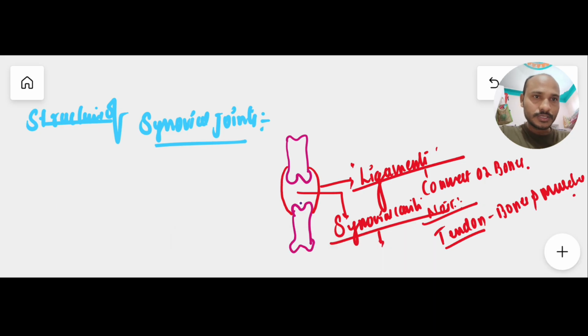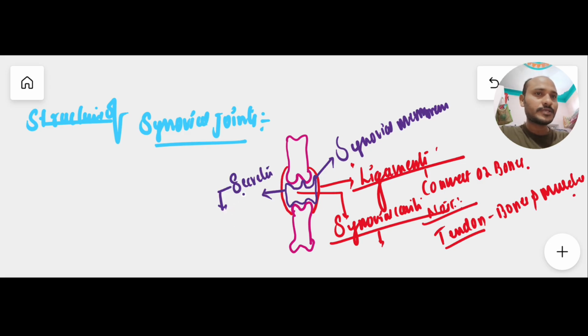So the synovial cavity is completely covered with a membrane. This membrane is called the synovial membrane, and it plays an important role: it secretes a fluid called synovial fluid. The synovial fluid secreted from the synovial membrane is present around the synovial cavity. And very importantly, the synovial fluid has various important components.